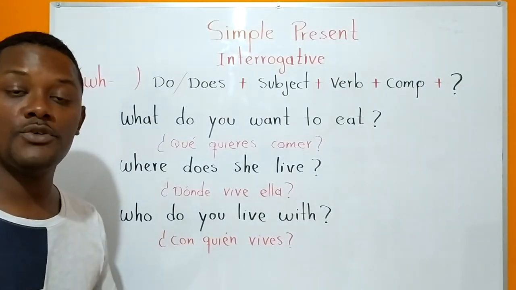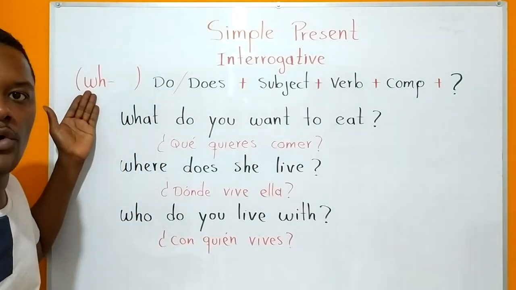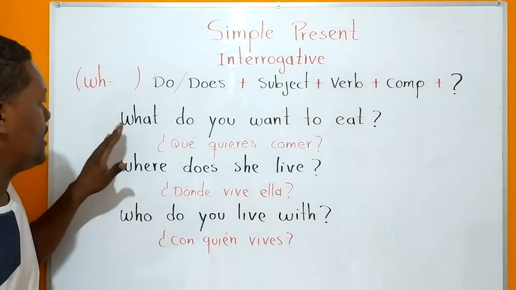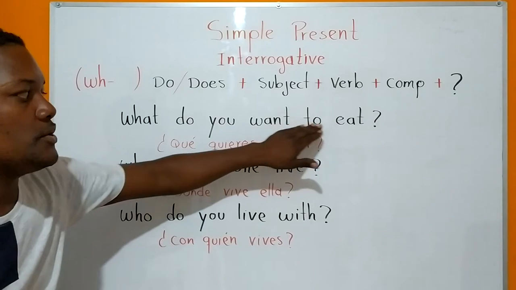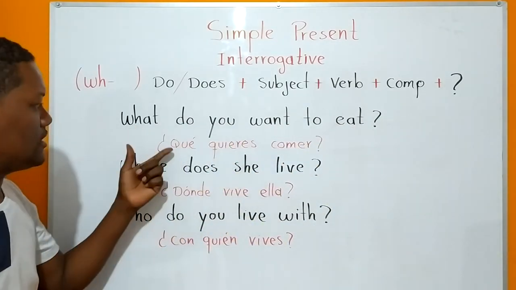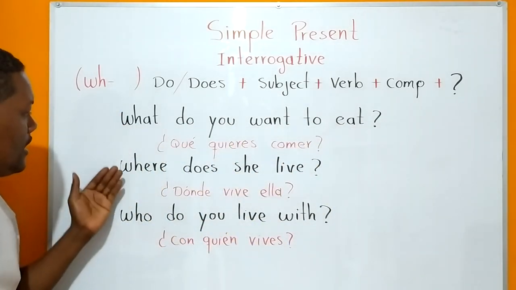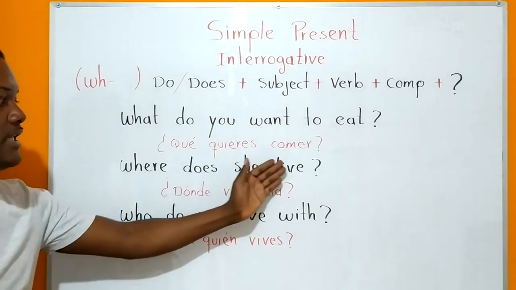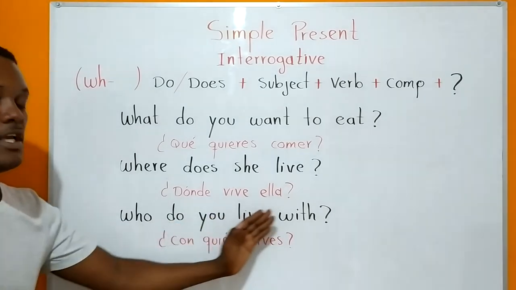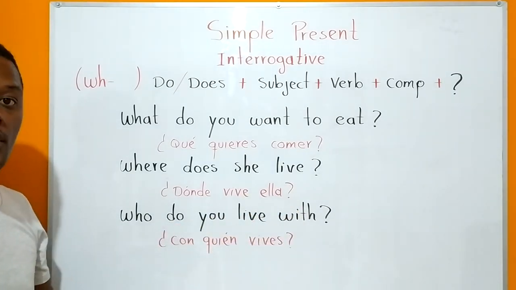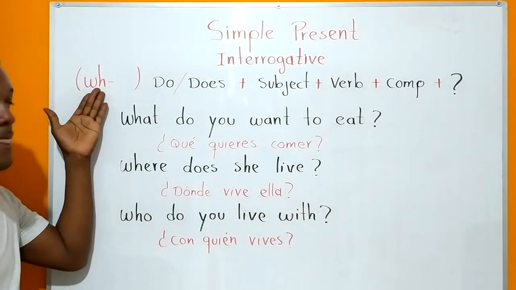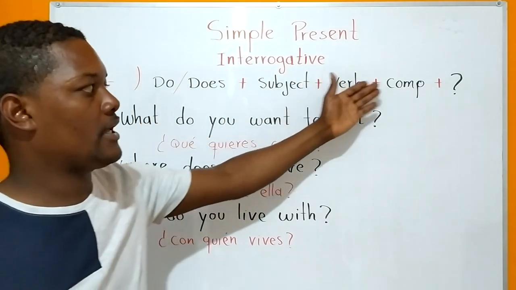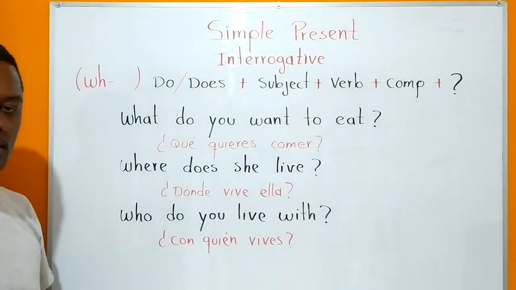Now, if you want to use the WH questions, for example, here I have some examples. What do you want to eat? Or, where does she live? Who do you live with? This is very necessary for you to know that you have to put this first, and then the auxiliar, then the subject, verb, complement, and the question mark.